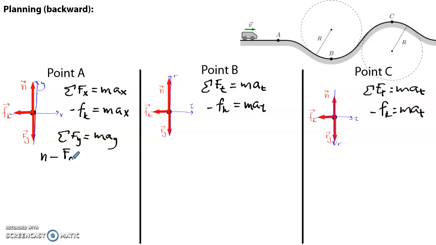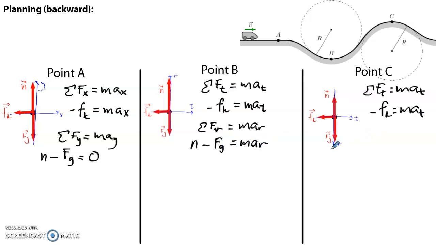So for point A, we have n minus fg is equal to 0, because the acceleration on the y is 0. When we look at point B, you see that the r is pointing up. So this means that the sum of forces on the r-axis this time is equal to the mass times the centripetal acceleration. And n is the positive one minus fg. And we know that this will be equal to m ar.